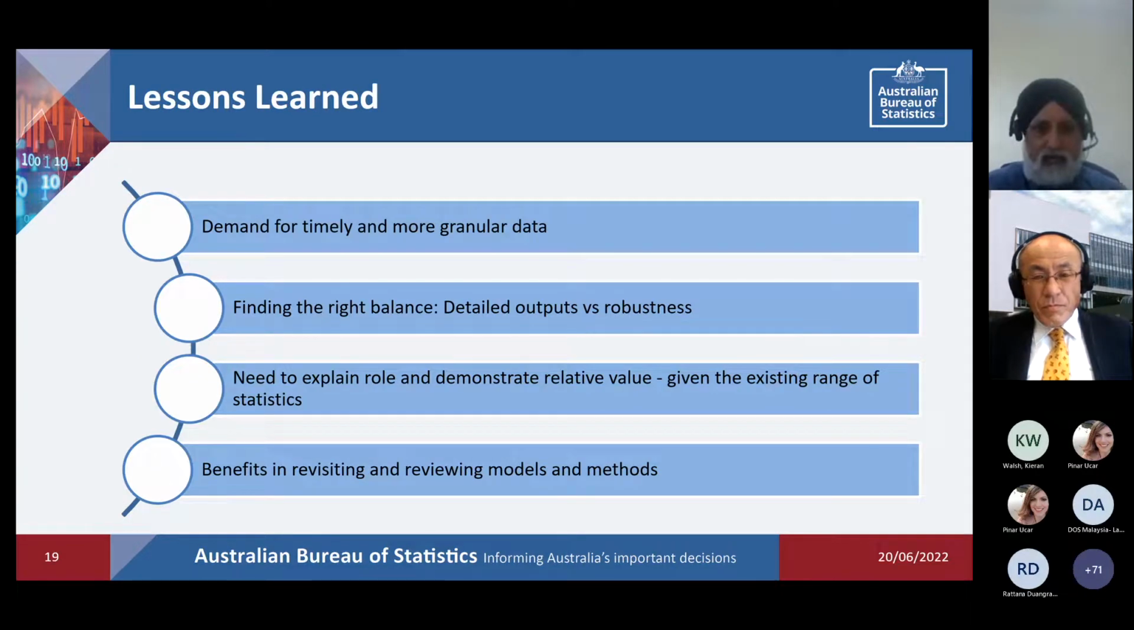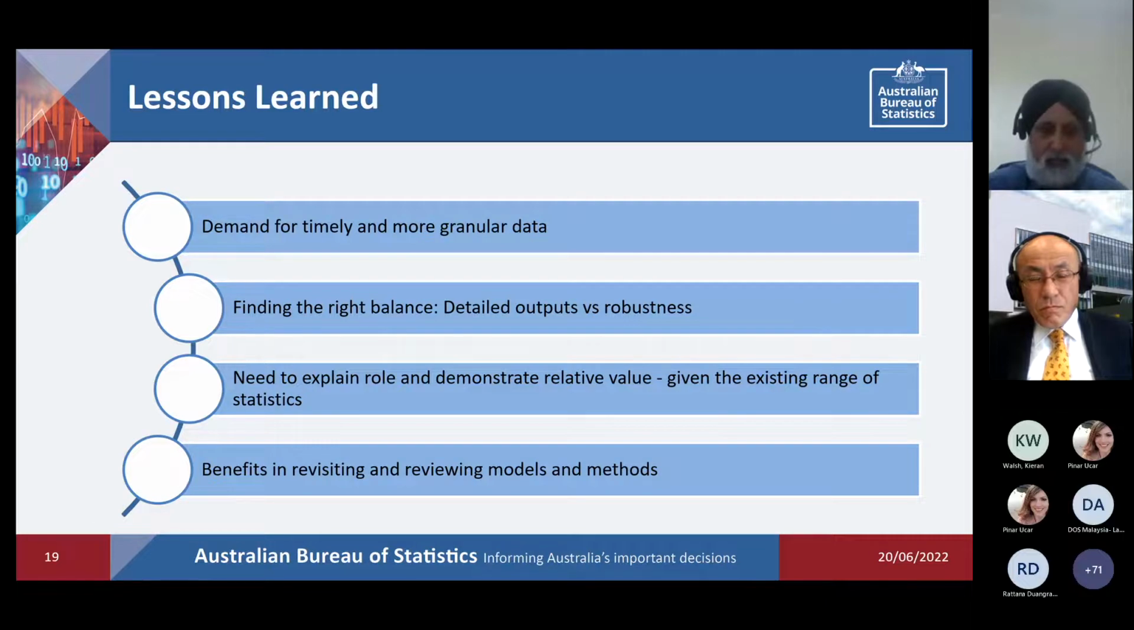I think finding the right balance is really important in terms of detailed output versus robustness, because the framework is based on a lot of assumptions and relies on a lot of inputs. At the final level you go to, there are some robustness issues that come in. So being very clear about what level of outputs are robust enough to release, versus what can and can't be released from a labor account, in the development or design part, is really critical.